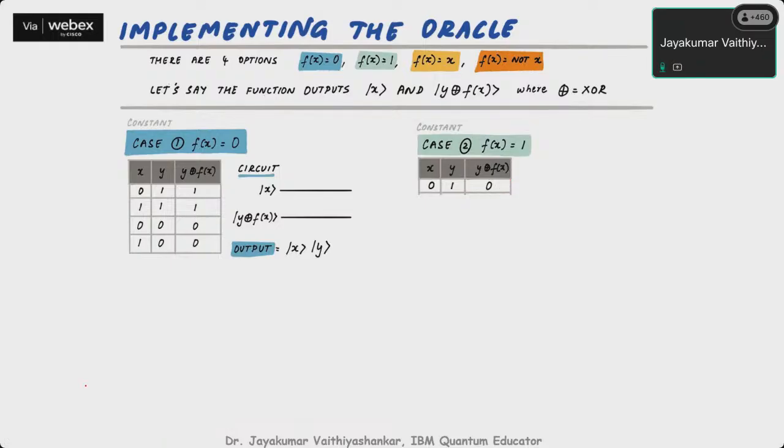Okay. So look at the second case, second combination, 1, 1. You need to focus only on y. So 1 XOR with what is the f of x? 1. You'll get 0. If you understand the first, you will be able to understand the second case.